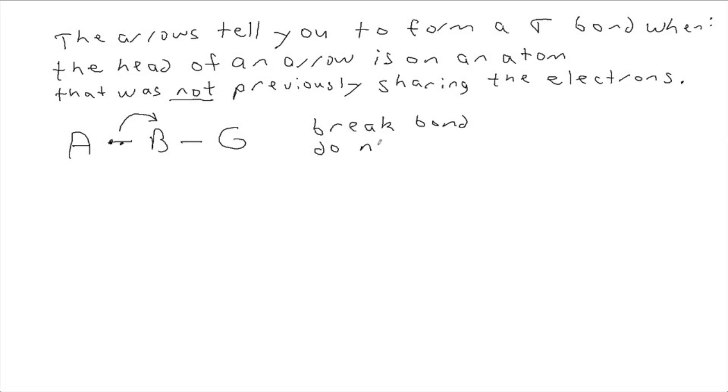Okay. It's kind of a double negative. Or, well, a single negative. But anyway, because it was sharing the electrons, we do not form a bond with this arrow. I don't think we have double negatives in OChem.